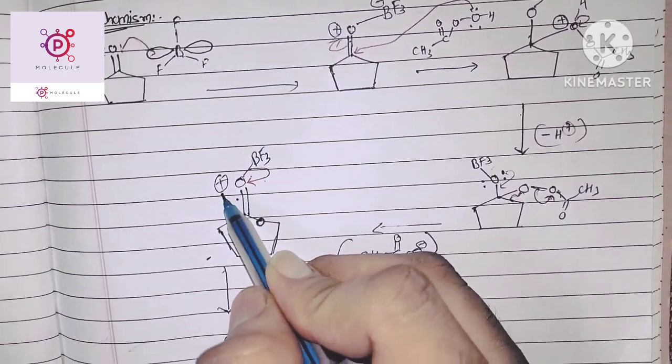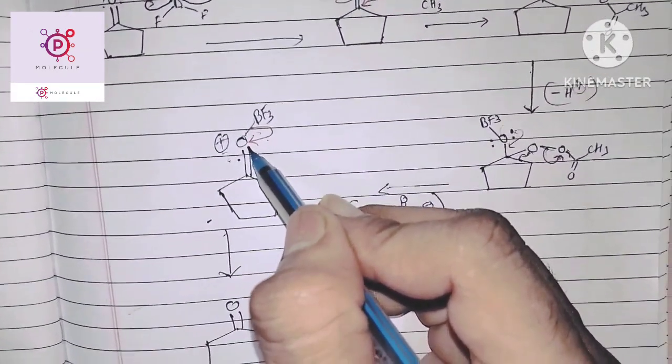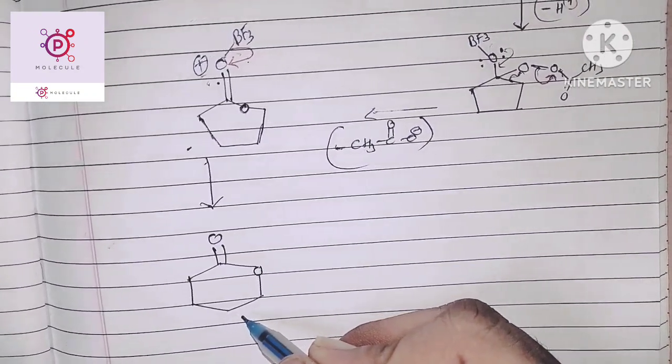The oxygen having a positive charge will be unstable, so this single bond is broken and the oxygen has non-bonding electrons, and we will get the cyclic lactone.